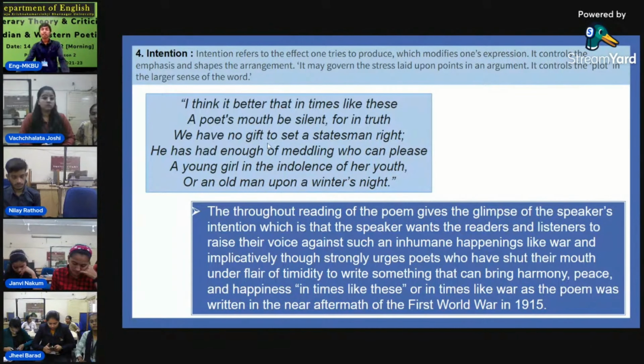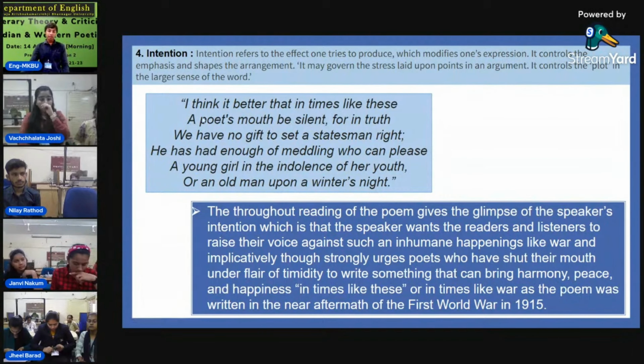So it is the basic intention, and it is the effect which modifies one's expression. It controls the emphasis and shapes the arrangement. It may govern the stress laid upon points in an argument. It controls the plot in the larger sense of the word. So it controls the whole plot, or we can say the whole plot is based upon this intention of any reader, author, or writer.